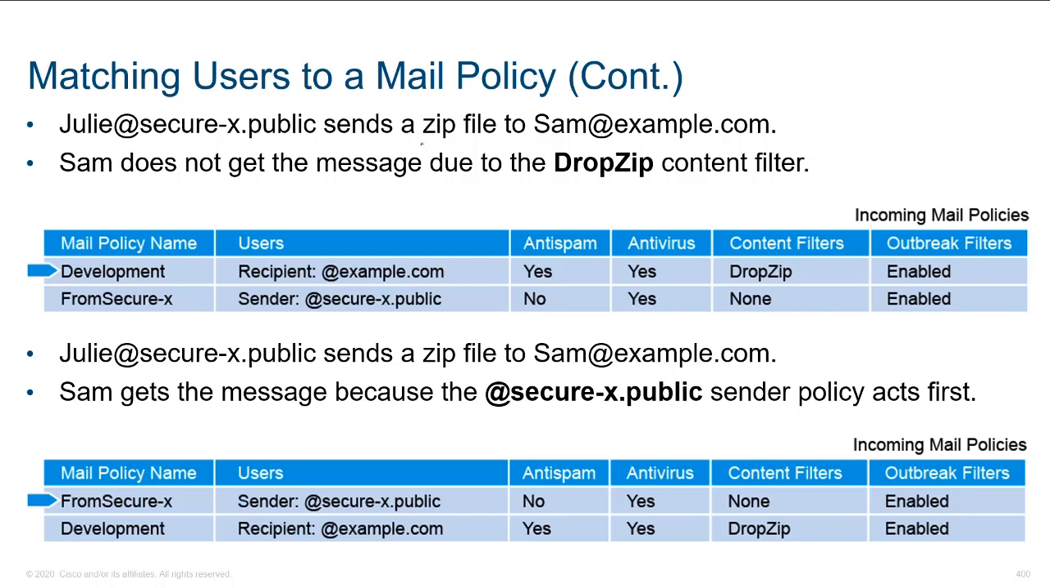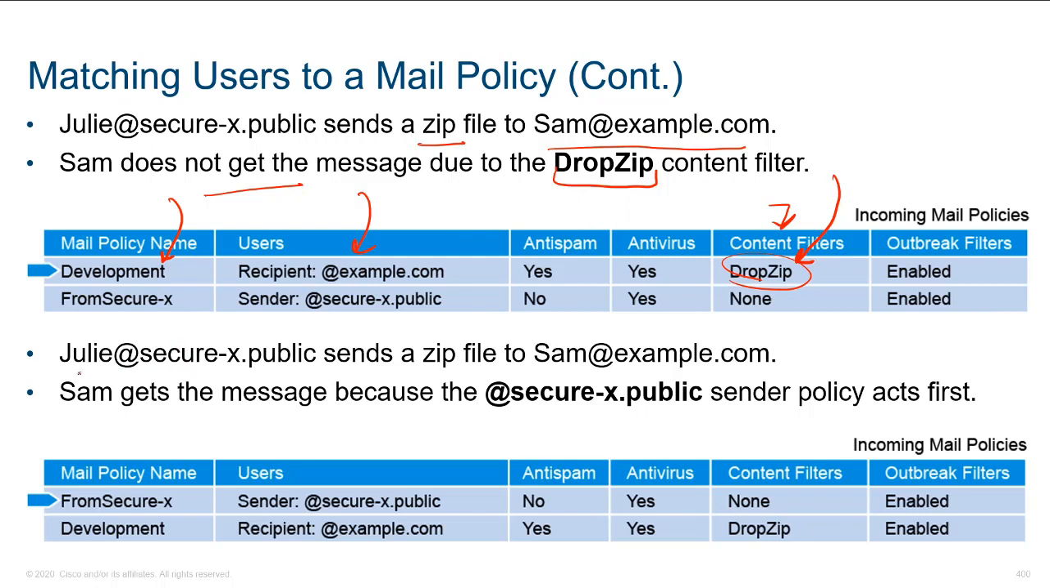Julie at securex.public sends a zip file to sam@example.com. Sam does not get the message due to the drop zip content filter. And you're like, what's a drop zip content filter? Content filters can filter the content of emails. Someone created a rule set called drop zip that's going to drop zip files. That's a content filter, just the fact that we can drop it. What's neat is that it's been applied to a specific policy called development. And then what happens is with that development policy, we're saying the user would be anybody at example.com. So again, when sam@example.com receives that email, the zip is going to be dropped.